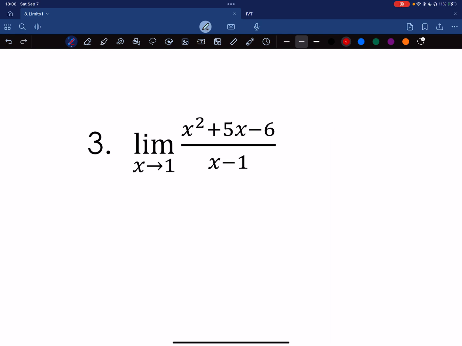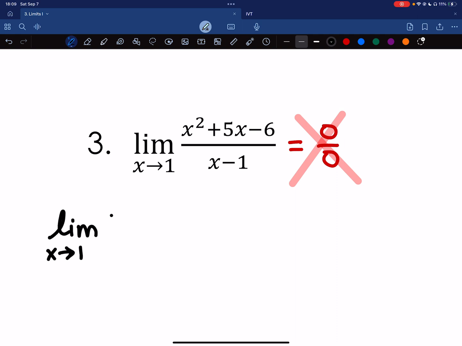Okay, and then when we plug in 1 on bottom, we also get 0. So one thing to write first off: you never want to say that this is equal to 0 over 0. That is a no-no, and we will not write that. That will cause us to lose credit. So what we have to do when we get that is write the limit as x approaches 1 of the numerator, x squared plus 5x minus 6, equals 0.